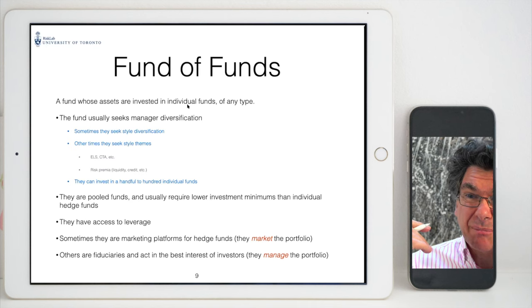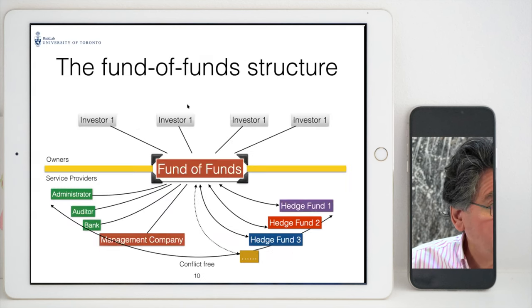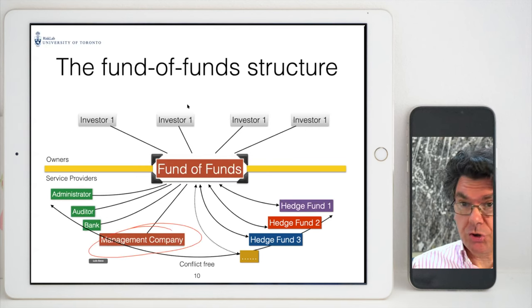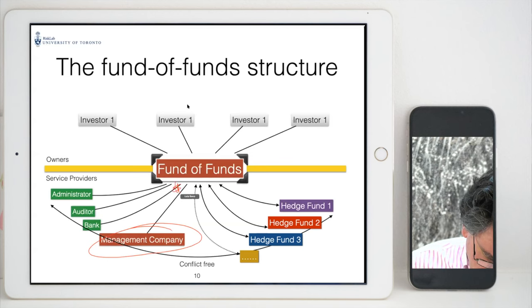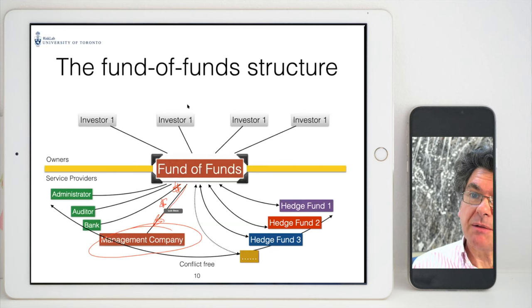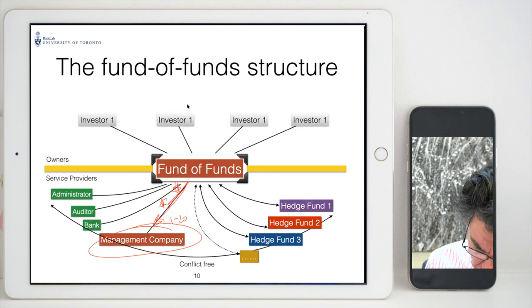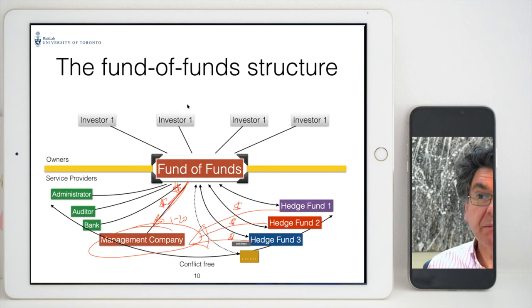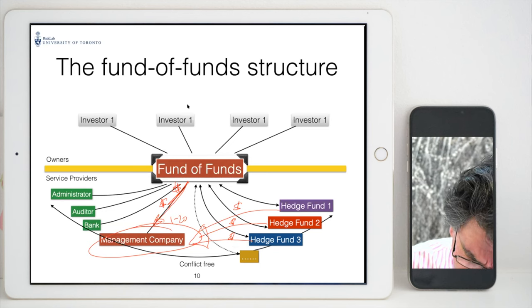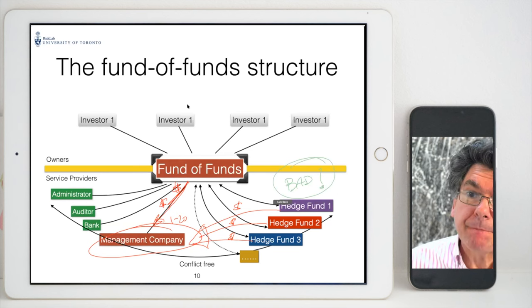Sometimes they even get paid by the underlying funds. I'll show you that here. Typically, in a fund, how does the management company get paid? We saw that at the beginning of the course. The company gets paid by the fund. The fund gives money to the management company, say 1 and 20, for example, right? In the case of fund of funds, sometimes the management company gets money from the fund of funds, 1 and 20, and then they also get money from the hedge funds. Sometimes that happens, okay? And I should say, typically this is bad.